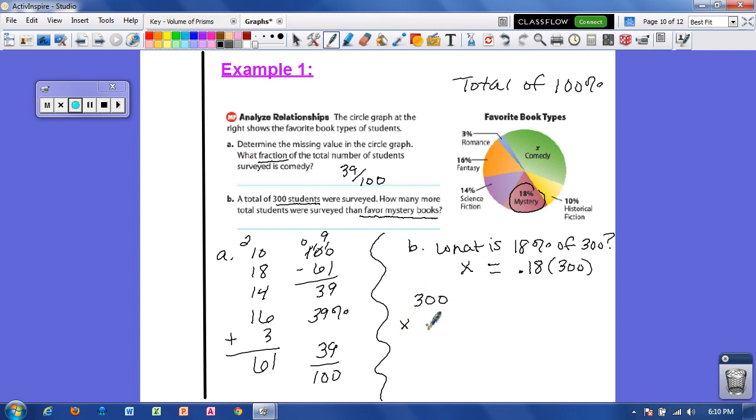So 300 times 0.18. Remember, I'm just going to multiply like normal, ignore the decimal till the end. I have 0 times 8, 0 times 8, and 3 times 8, which is 24. Put my placeholder, 0 times 1, 0 times 1, and 3 times 1, which is 3. Now I'm just going to add that together. Now I have 0 decimal places here, 2 here, so I have to have 2 in my answer. So that means 54 students like mystery.